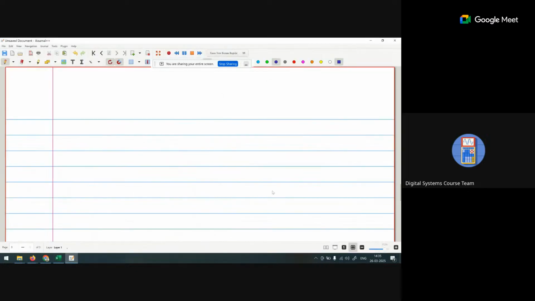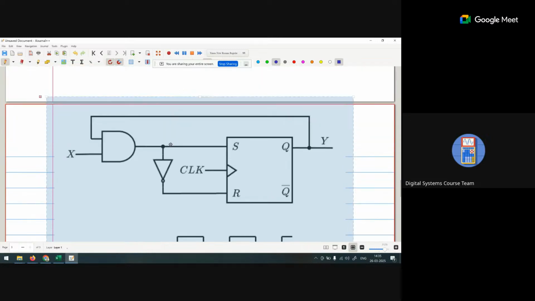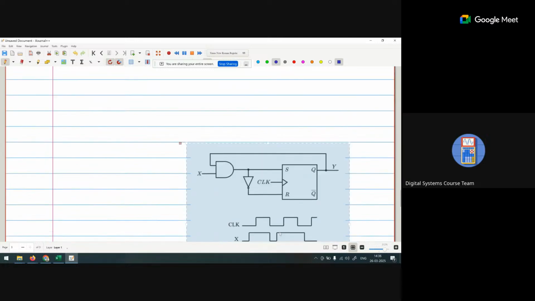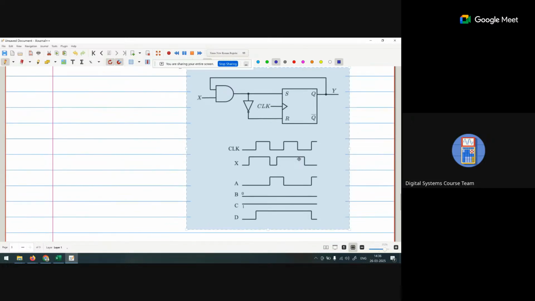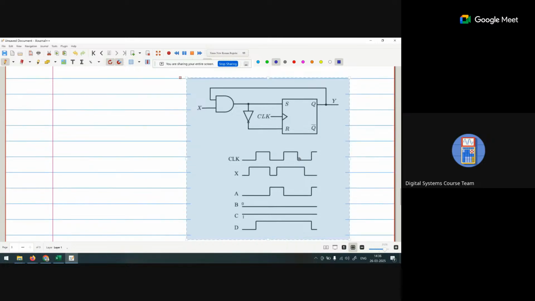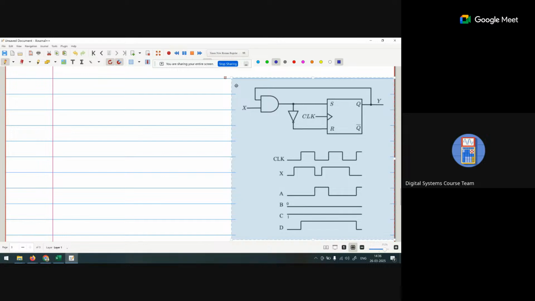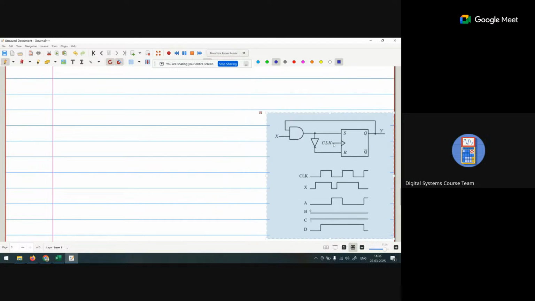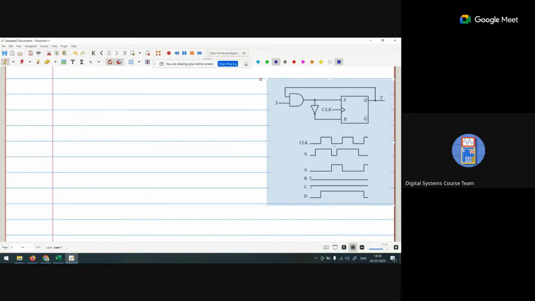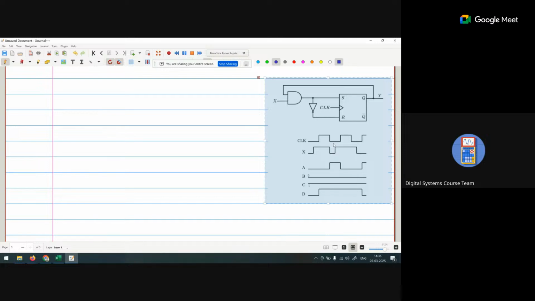Question number 11. If you remember the truth table of question number 11, the SR flip-flop, when S and R are 0 0, 0 1, 1 0, 1 1, then Qn plus 1 is Qn, 0, 1, and the last is an invalid condition.